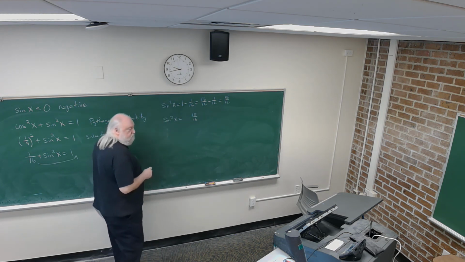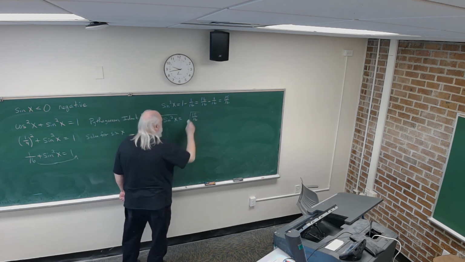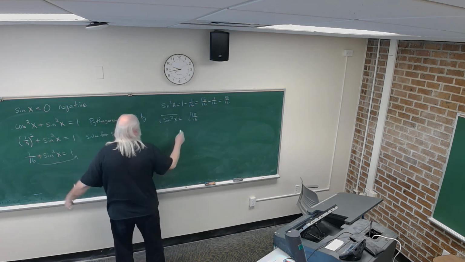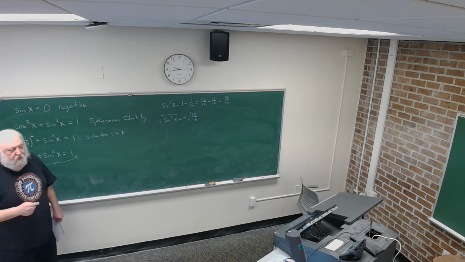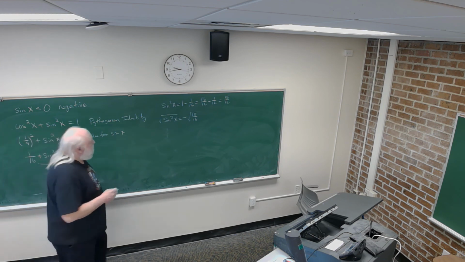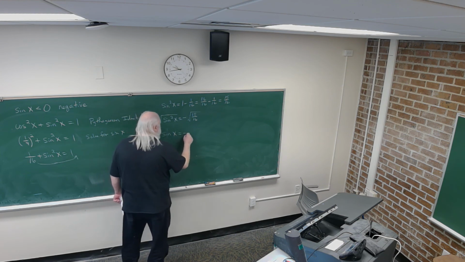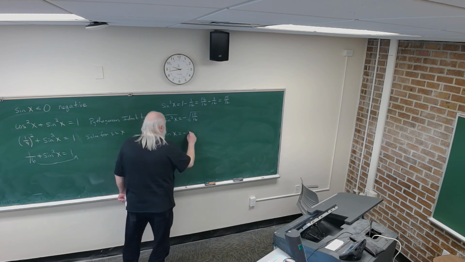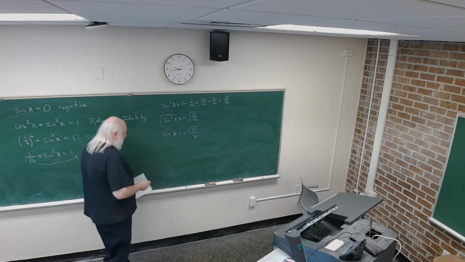And now, to solve for sine x, we take the square root of both sides. But we said that sine x has to be negative, so we take the negative square root on the right-hand side. And so we have sine x is equal to the negative of the square root of 15/16, which reduces to the square root of 15 over square root of 16, which is 4. So that's what sine x is equal to.